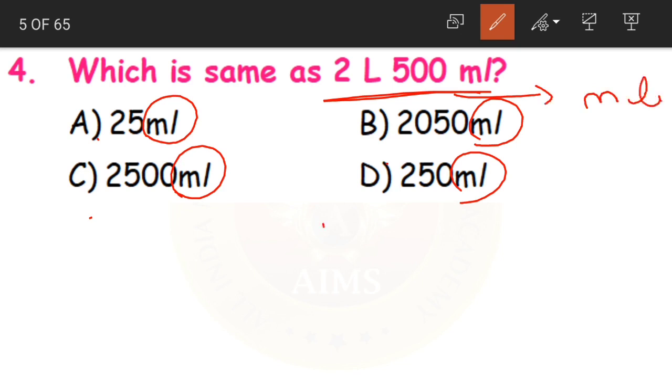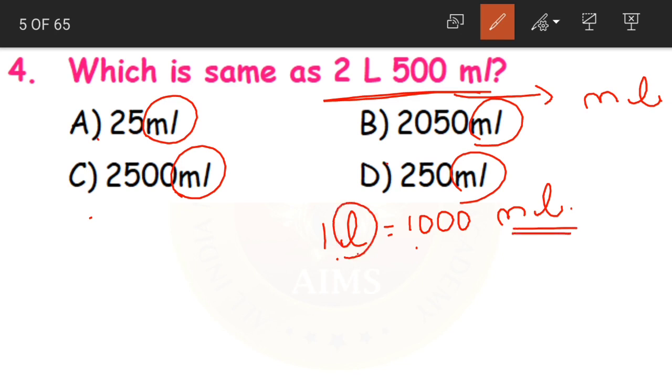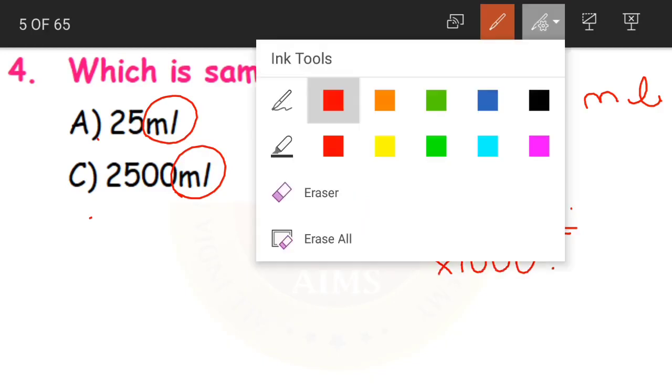Do you remember, children, how do we convert? 1 liter is equal to 1000 milliliters. What is the relation? 1 liter is equal to 1000 milliliters. So to convert the given liters into milliliters, we have to multiply by 1000.